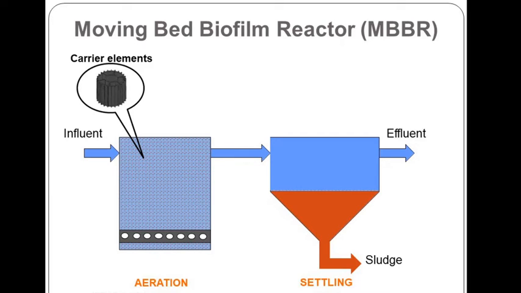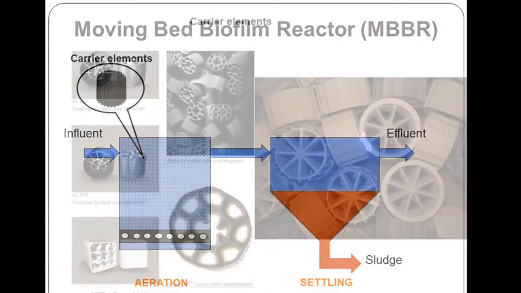Here you can see the influent, that is wastewater, allowed to pass into the aeration tank, where air is supplied from the bottom, and which consists of the carrier element, that is a biofilm reactor. Finally, after the treatment we get the effluent in the secondary settling tank. The sludge can be settled down, and finally you get the final effluent, which can be disposed of or recycled. That is the MBBR, moving bed biofilm reactor.